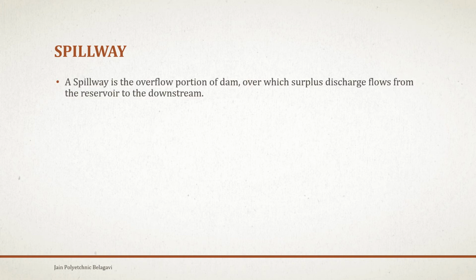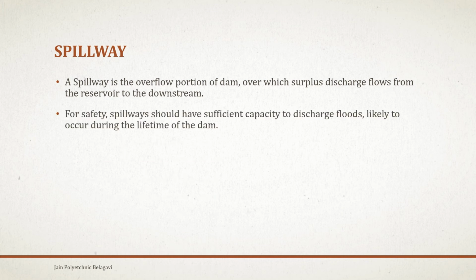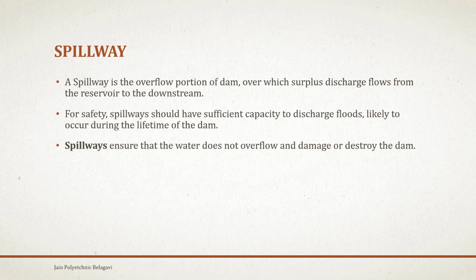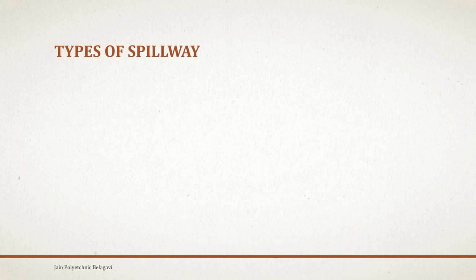A spillway is the overflow portion of a dam over which surplus discharge flows from the reservoir to the downstream. For safety, spillways should have sufficient capacity to discharge floods likely to occur during the lifetime of the dam. Spillways ensure that the water does not overflow and damage or destroy the dam.